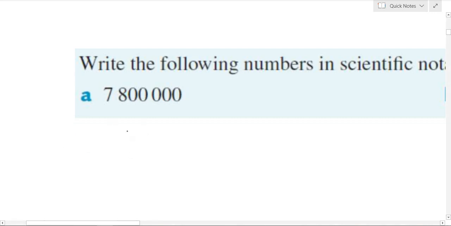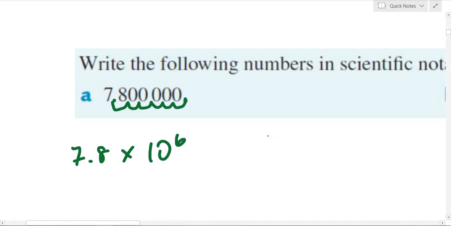So anyone want to tell me what this number would change to first? 7.8. Okay, so it's going to be 7.8 times 10 to the power of something. Now, if it's 7.8, your decimal point was initially here, but now it has moved over here. So how many places has it moved? It's moved 1, 2, 3, 4, 5, 6. So it's going to be 7.8 times 10 to the power of 6.